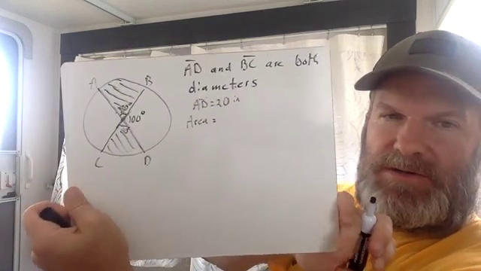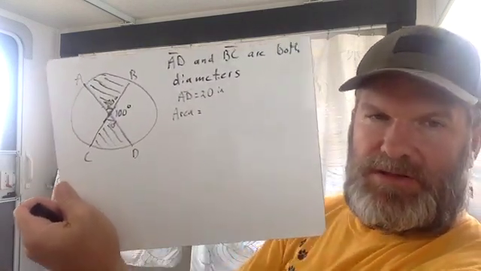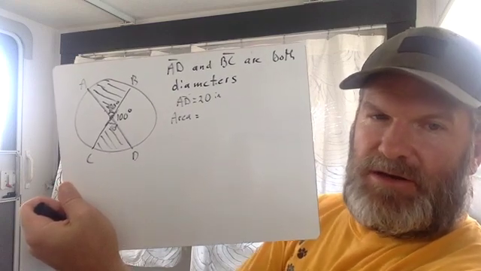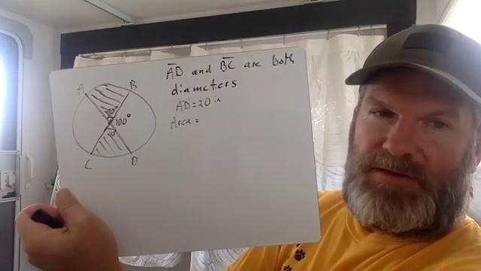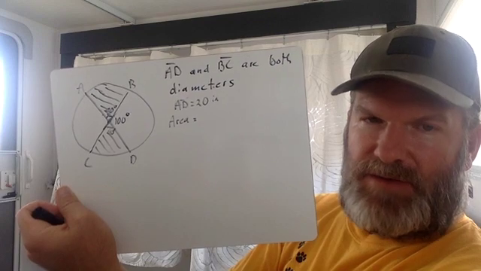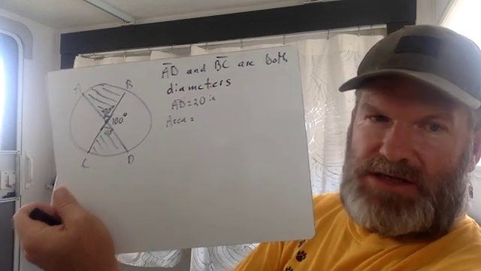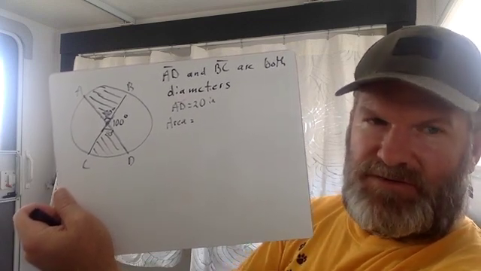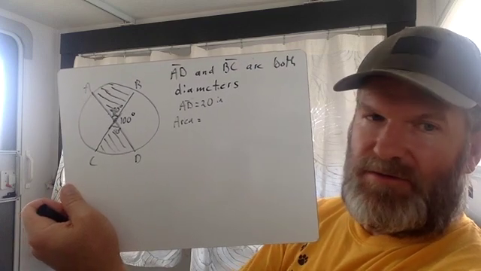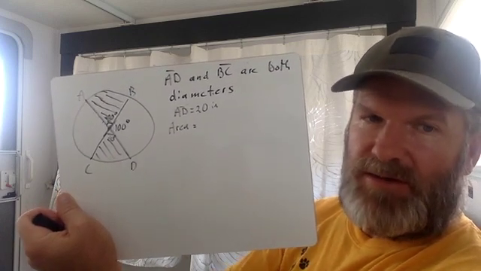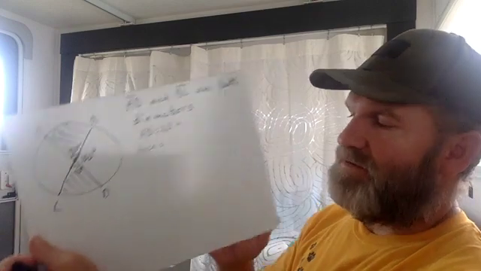Now, some people are going to say, all right, plug that into the equation, 20 squared, and they'll get 400 pi for the area of the whole circle, and that will be incorrect because AD is a diameter. So be careful on the information that you're given. You have to find out what the radius is. If you're given the diameter, you have to split that number in half. So your radius is actually 10 in this problem.